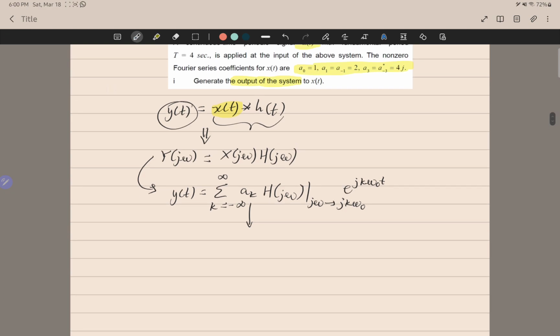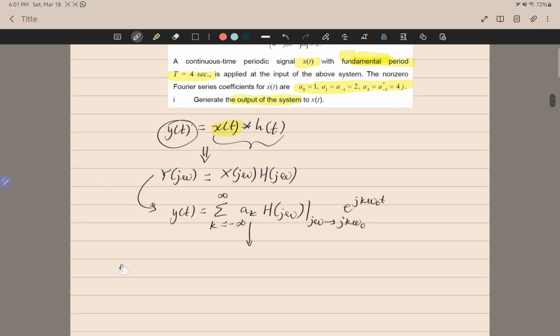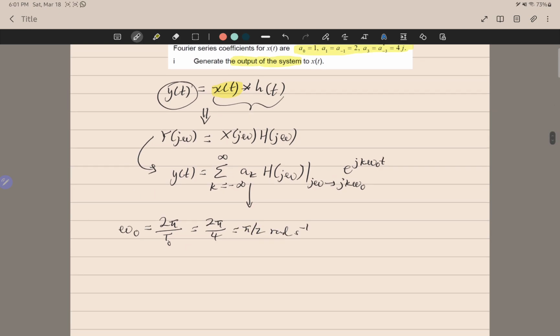So we focus now first on the fundamental period. What is the fundamental period? We have to find omega 0, the fundamental frequency. We can find the fundamental frequency with the fundamental period, so 2 pi over T0. This is 2 pi over 4, which is pi over 2 radians per second. So all we have to do is just plug into this formula right here.